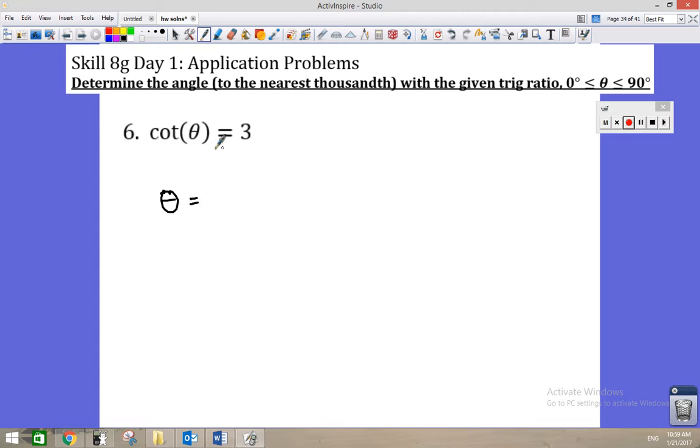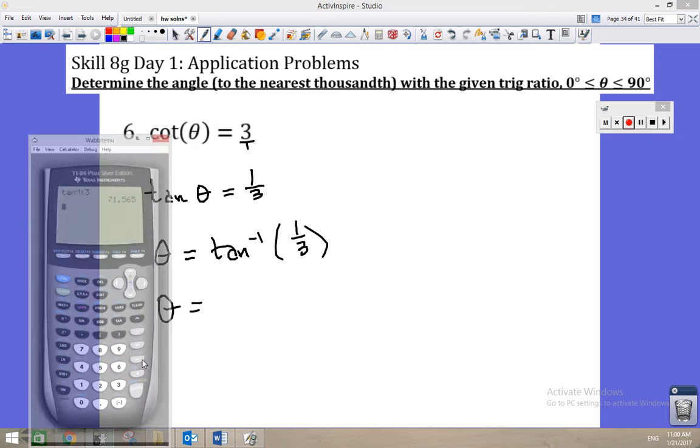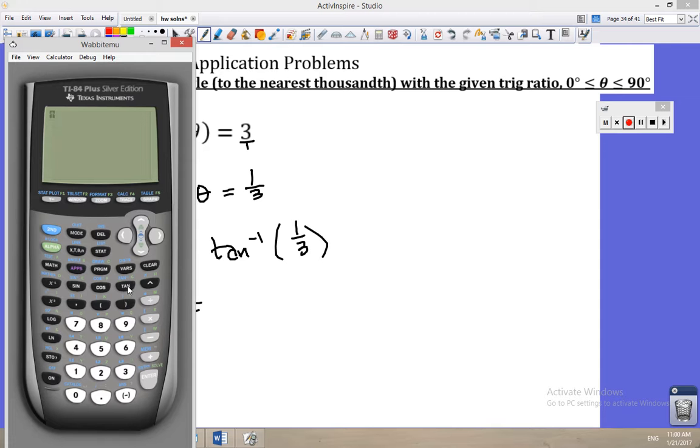Now here, we do not have a button that is the cotangent button or inverse cotangent. I know that cotangent of theta and tangent of theta are reciprocals of each other. So if the cotangent of theta is 3, then the tangent of theta is 1/3. And if I use the inverse tangent of 1/3, then the calculator will give me what we need. And the directions haven't changed. We're still in degrees. They still want it to the nearest thousandth, which is 3 decimals. So I've got 18.435 degrees. Don't forget your degree symbol. That's important.